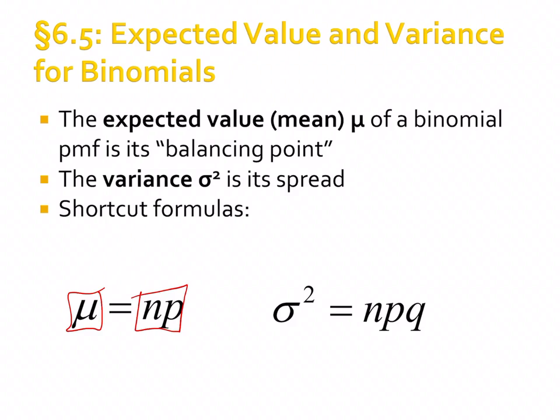For our variance, sigma squared is equal to n times p times q. All these symbols are the same ones that we talked about earlier, n being the number of trials, p being the probability, q being 1 minus the probability.